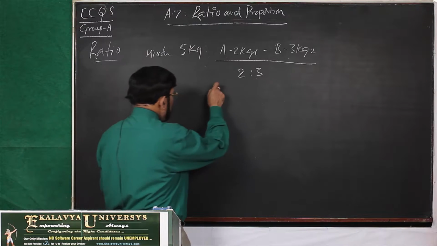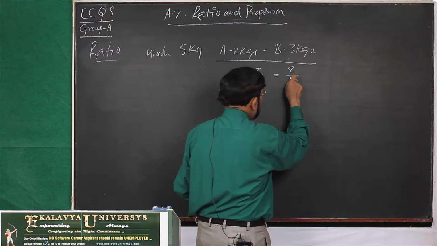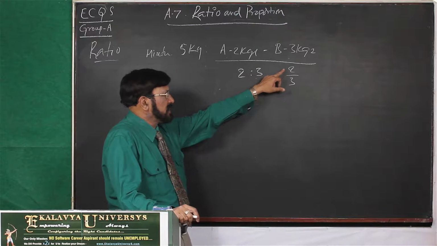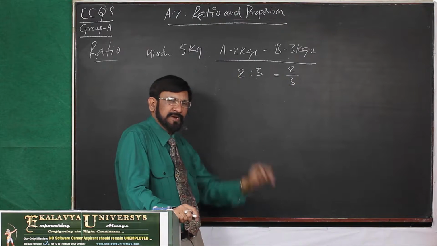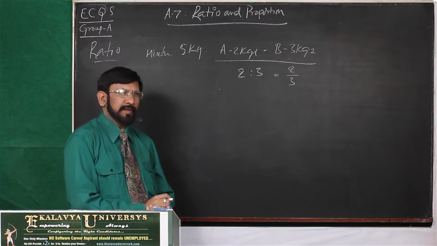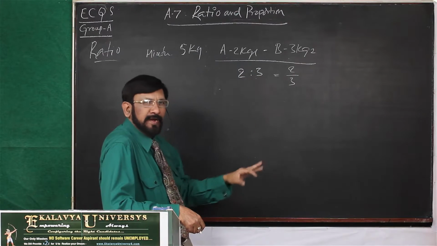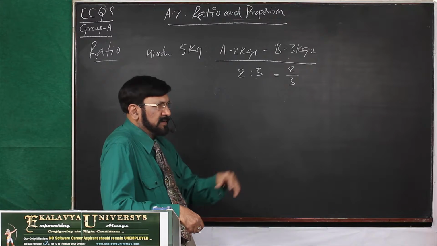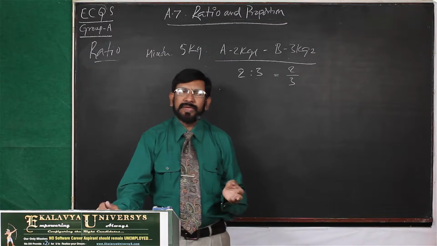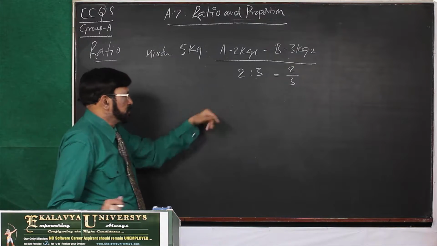It can also be expressed as a fraction like this, 2 by 3. When you write like this, this is called the numerator, this is called the denominator. You understand it. And here, if you multiply or divide the antecedent and consequent by the same number, then the value of the ratio never changes. Let me show it to you.